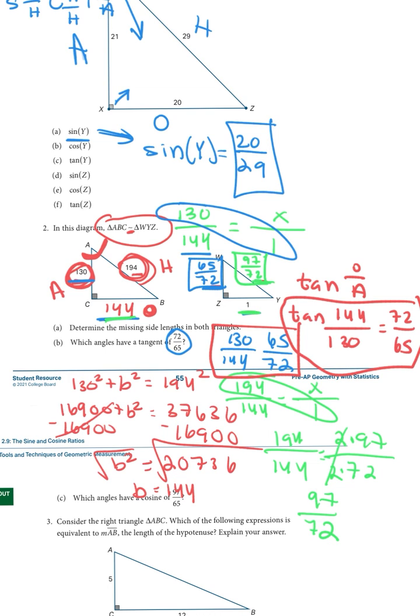So which angles have that? It would be angle A. So how do I write that? Let's see. So it would be tan of A. And since these are similar, that means that using this one and this one would be the same thing as using this one and this one. So this angle corresponds to this angle. So A is the same thing as W. So tan A and tan W. Okay, so that's my answer to that.